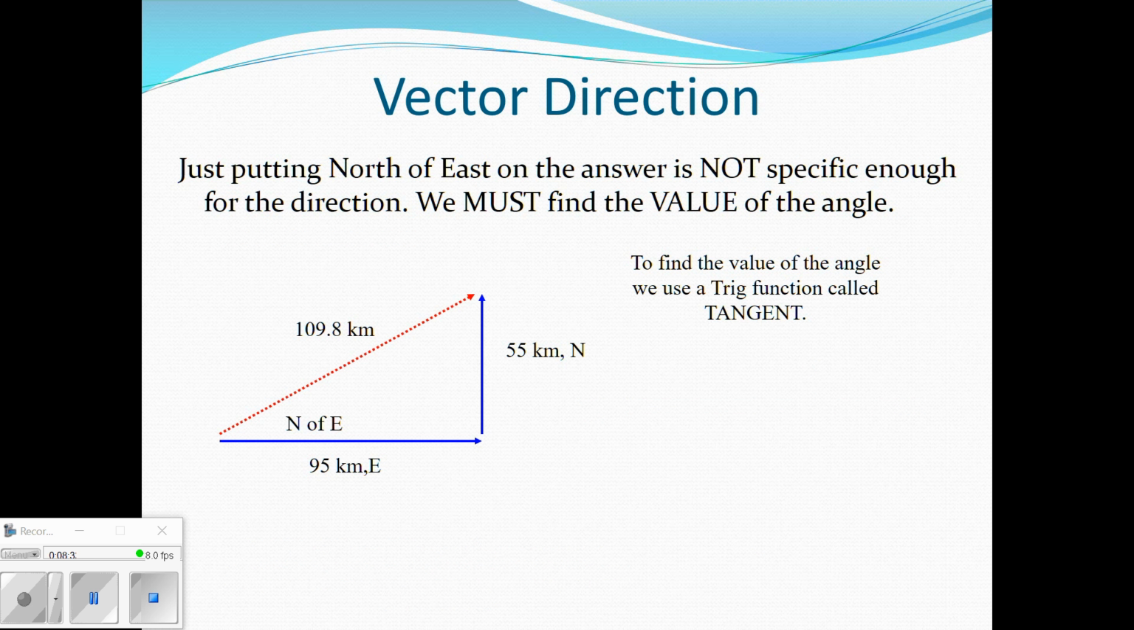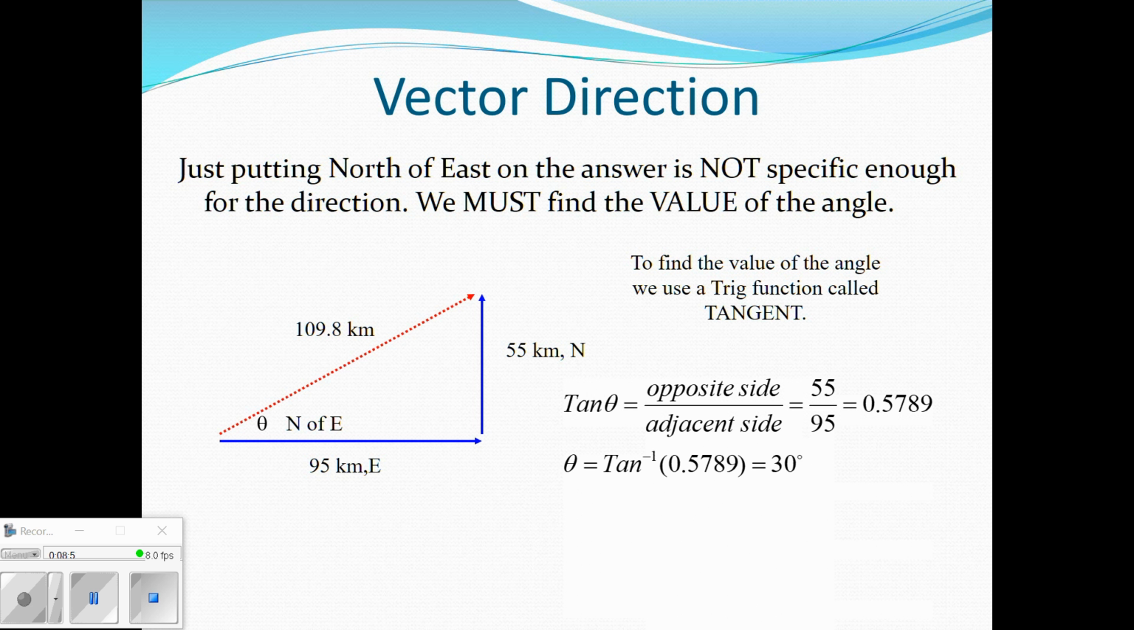So if I reimpose this, we had a 95 kilometer eastward motion and a 55 kilometer northward motion. Ultimately, we found through Pythagorean's theorem that this displacement was 109.8 kilometers. We want to find now the angle north of east that the individual is moving. So here we take the arctangent.